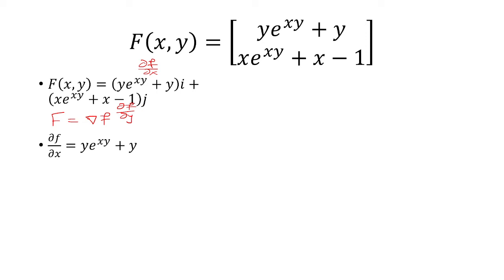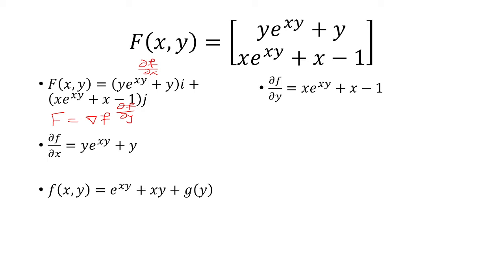Now we have to integrate with respect to x. So y is treated as a constant. So we have e^(xy) plus xy. But now you always have to add a constant. So the constant here is a function of y, since we're integrating with respect to x.